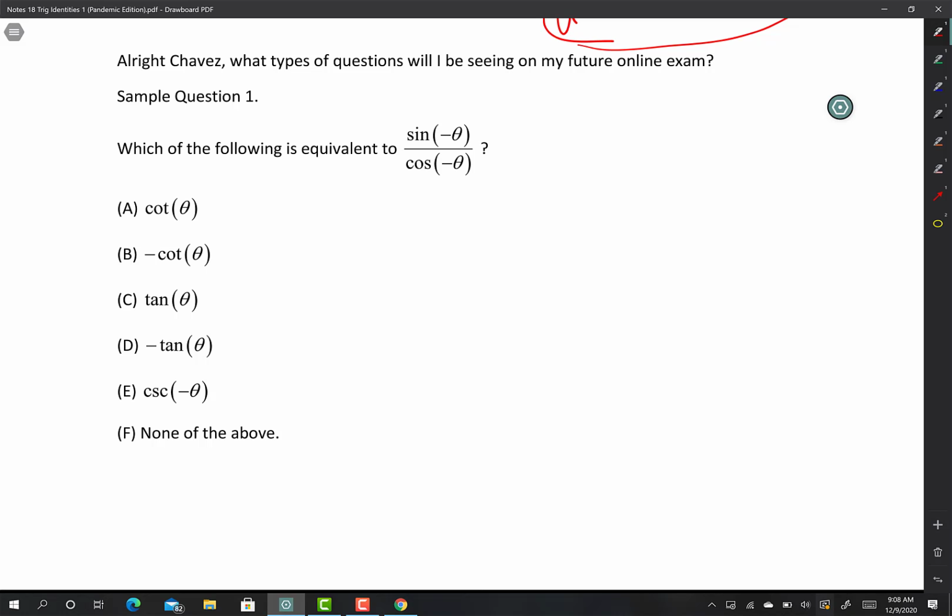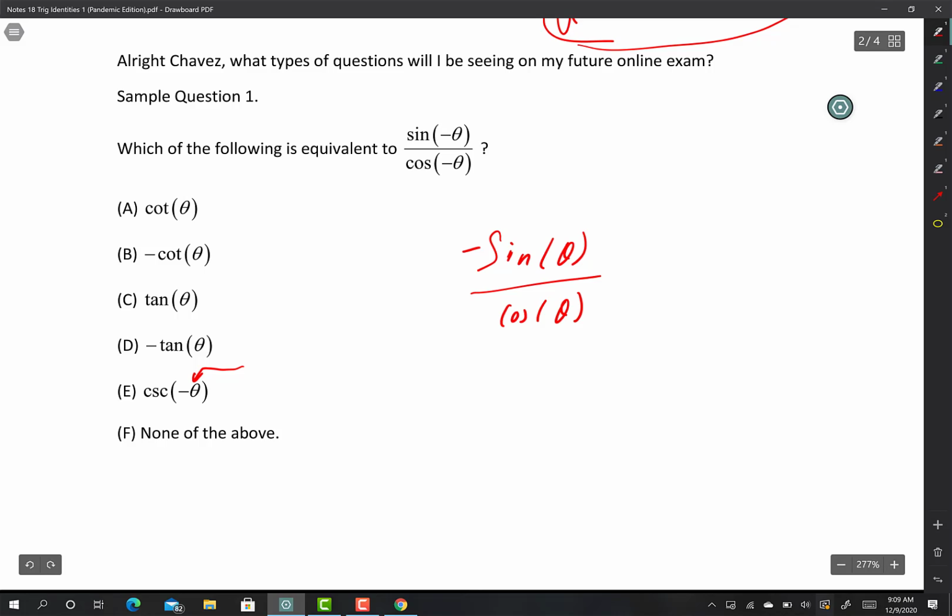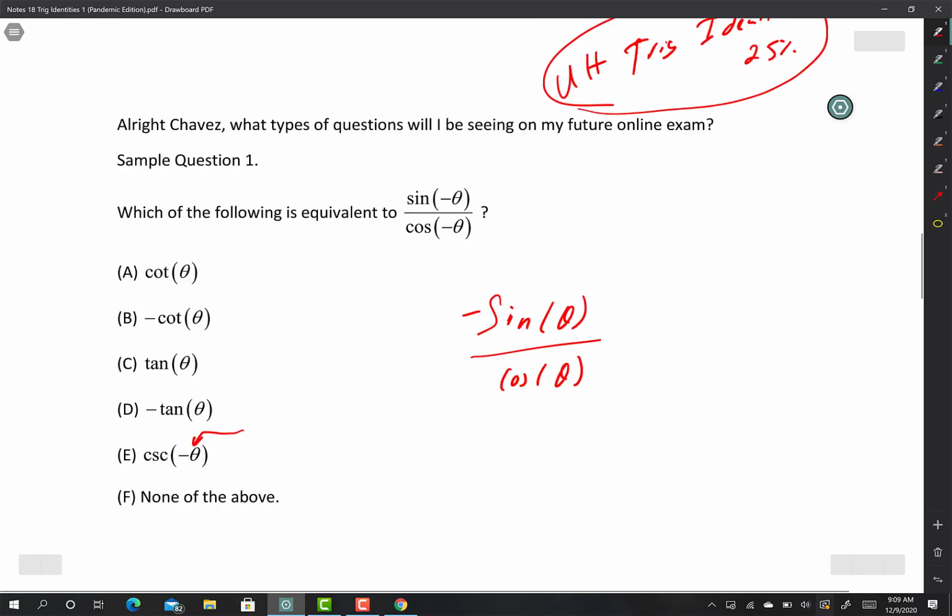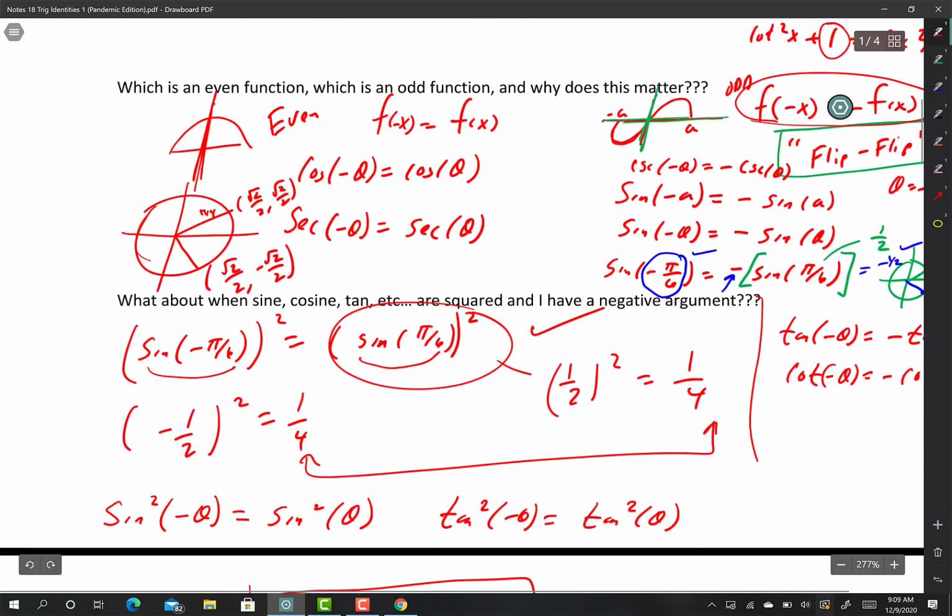So the first thing I notice is that besides one answer choice, all the other answer choices have a positive argument. So what I'm going to do is I'm going to get positive arguments because only one answer choice has a negative argument. So remember that sine is an odd function, so I'll put a little negative on the outside, and there it is. And remember that cosine is an even function, so I just changed the negative to a positive. If you don't know what I'm talking about, guys, about odd and even.